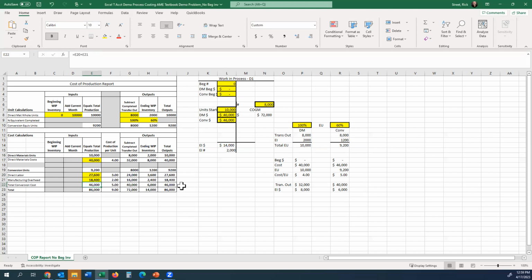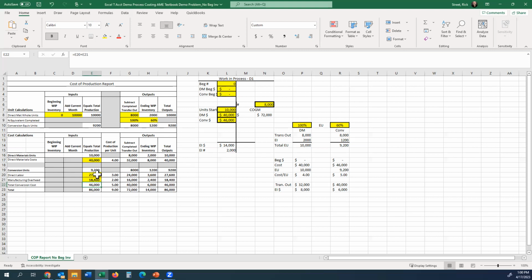At that point, let's see if we can digest this report here. Remember, inputs equal outputs. Notice over here, total outputs equals the total inputs. But where did those inputs go? Okay, first off, for direct materials, transferred out units is $32,000, right? Right here, $32,000. That's the 8,000 units times the $4. Ending inventory, 2,000 total units in direct materials times $4 equals 8,000. And again, that's 40,000.